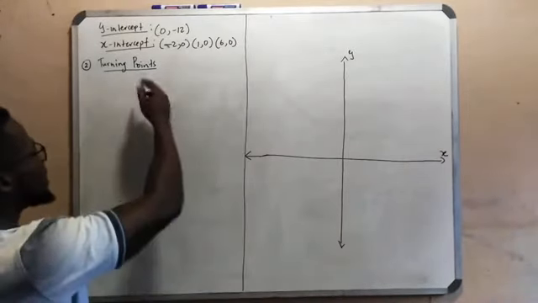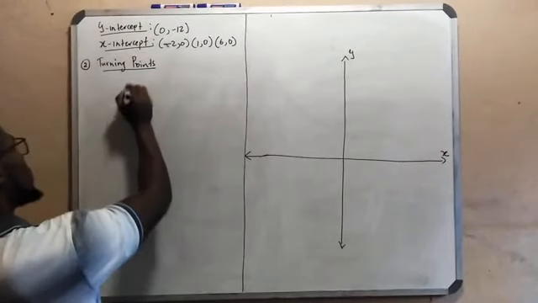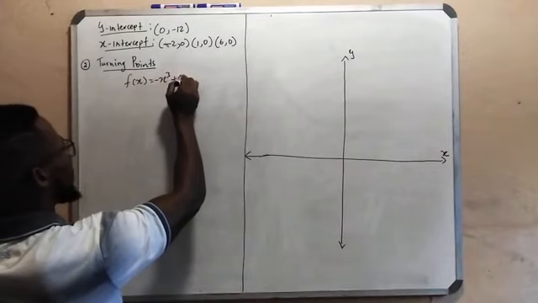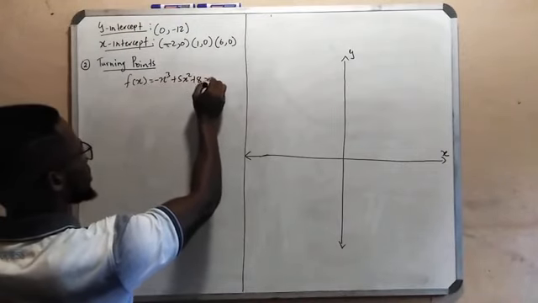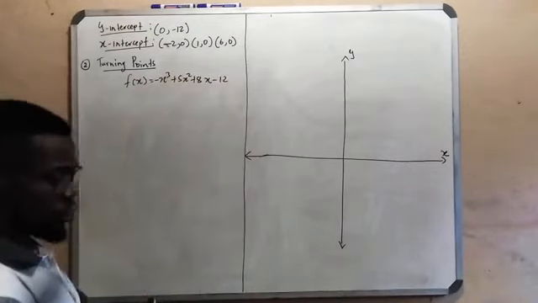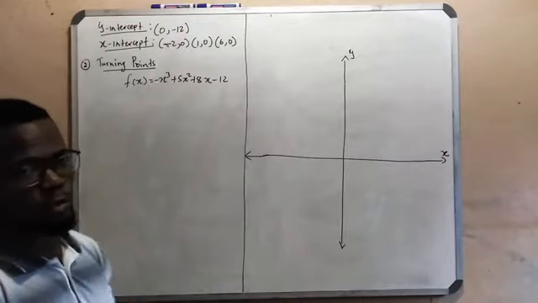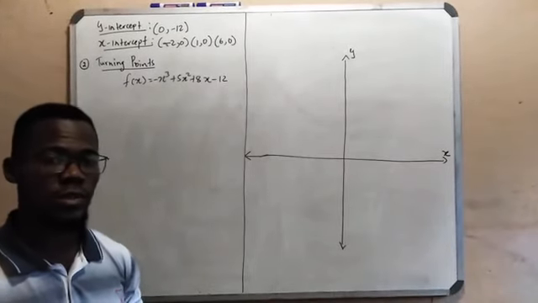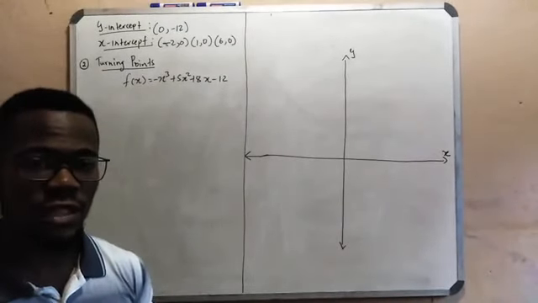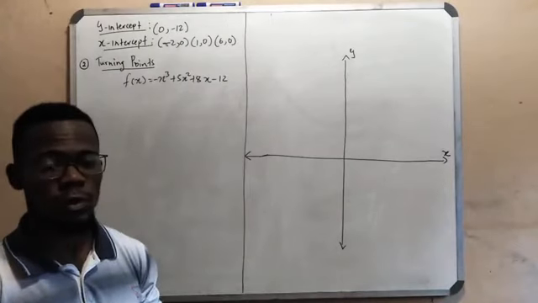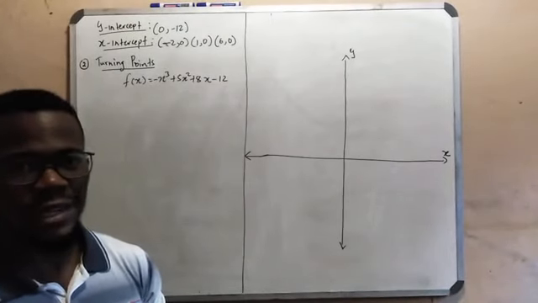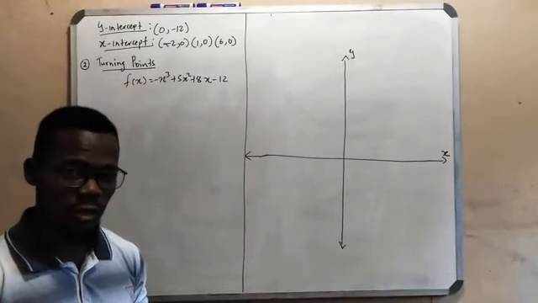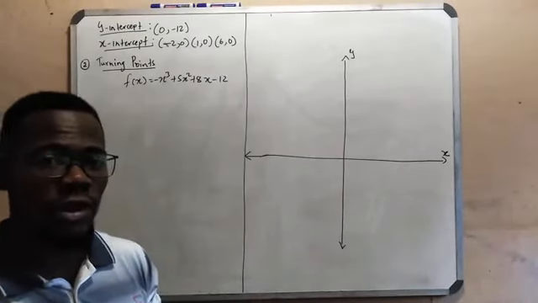So to find the turning point of a cubic function, our function is f(x) = -x³ + 5x² + 8x - 12, which is a cubic function. To find the turning point, we use the first derivative. Why do we use the first derivative? Remember that the derivative gives you the rate of change of a function at a point. It also gives you the gradient of a tangent to a function at a point.